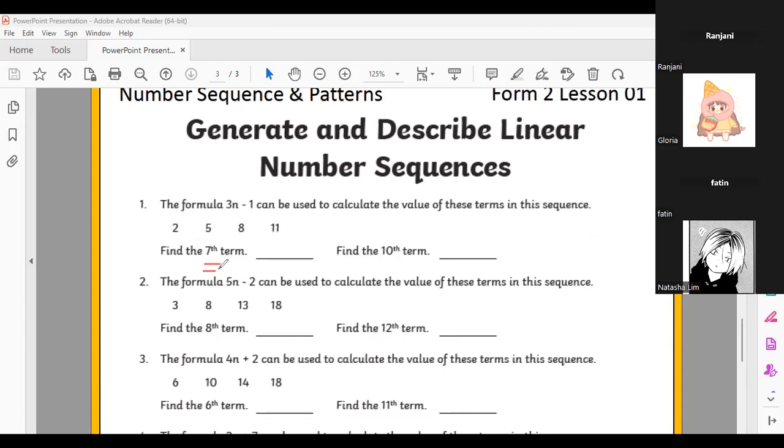Okay, the nth term, for example, 7th term, 10th term. Say, Gloria wants to find what's the 100th term of this sequence. If I'm going to go all the way up to the 100th term, what will be the answer? Okay, guys, put in your answer. Put in chat for this formula. If I'm going to find the 100th term, yes, for this formula, that's right, Fatin, Gloria, got it? Who else? Natasha? And Ranjini. Okay, good. Well done.